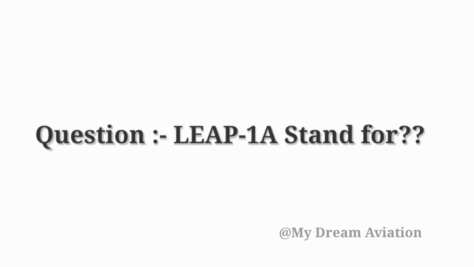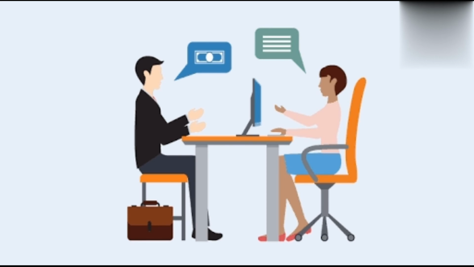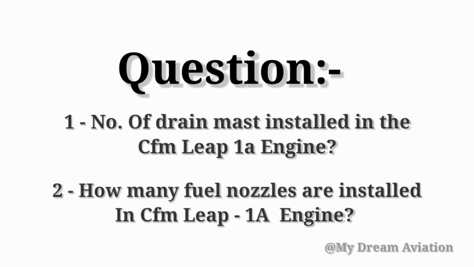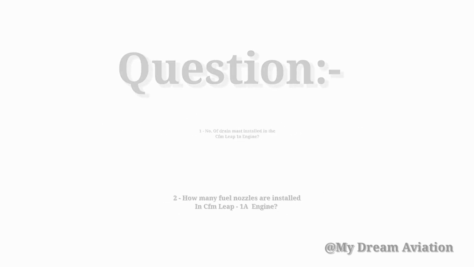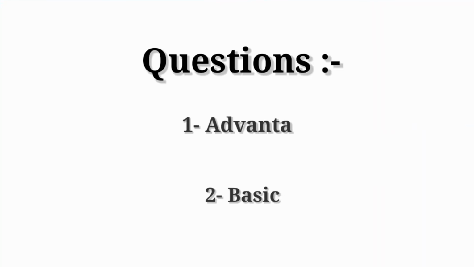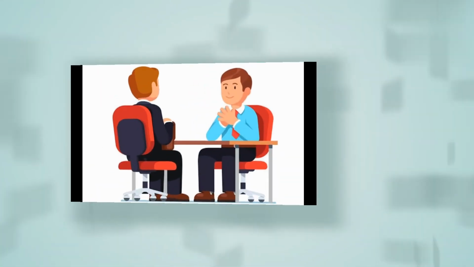The next question they will ask is the number of thrust mounts in the CFM LEAP-1A engine. And the next question is how many fuel nozzles are installed in the CFM LEAP-1A engine. They may also ask what the advantages of using the CFM LEAP-1A engine are and what its basic characteristics are. I told you already in this video the important characteristics, like the bypass ratio, the fan diameter, and how many stages are in the turbine and the compressor.